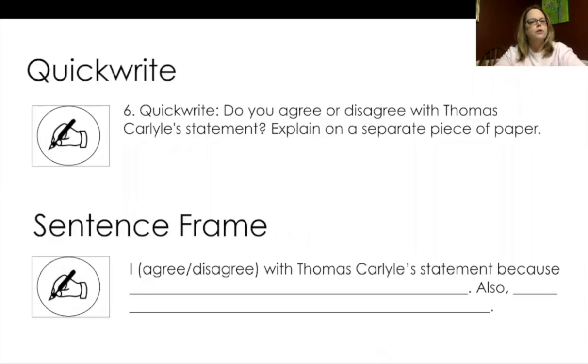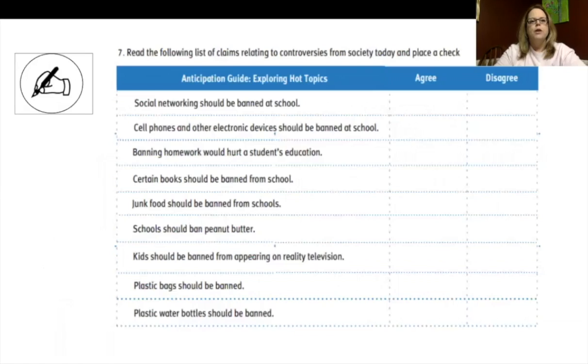However, if you disagree with it, you may say, well, emotions are very good persuasive techniques, right? So we know that we can argue and get people to come to our sides based on emotions, right? Okay, so the next one is: read the following list of claims relating to controversy from society today and place a check mark on the ones that you agree with or disagree with.